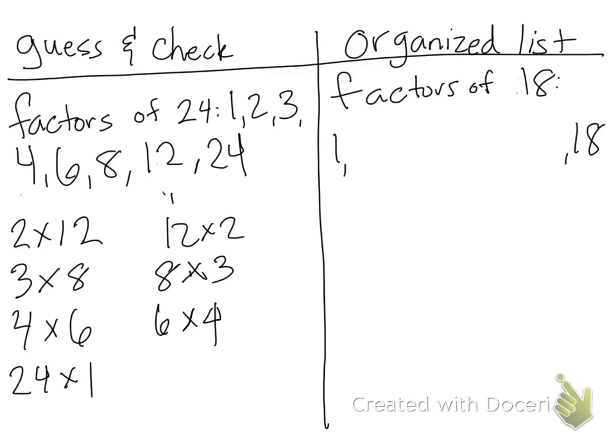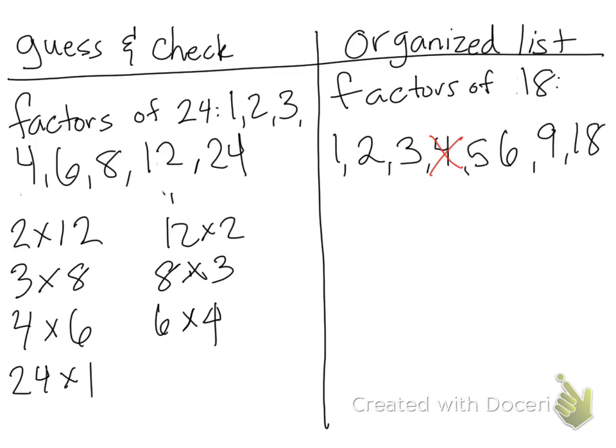So let's try 2 to see if 2 is a factor of 18. What number times 2 equals 18? Well, it's 9. Okay. Now we're going to check if 3 is. 3 times what number equals 18? That's 3 times 6. Now we can check to see if 4 is a factor. Is there any number I can multiply 4 by to get 18? And no, there's no whole number, so 4 is not a factor of 18.